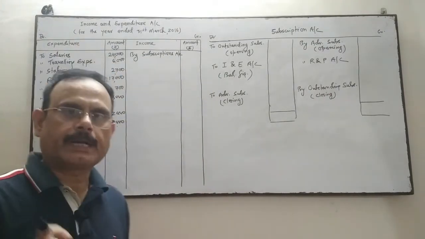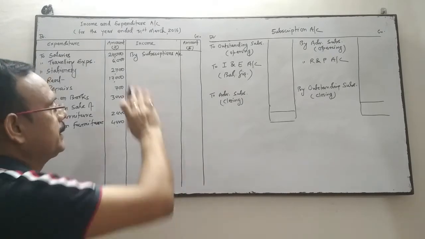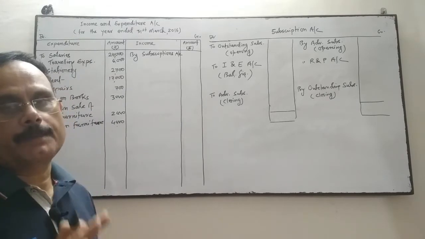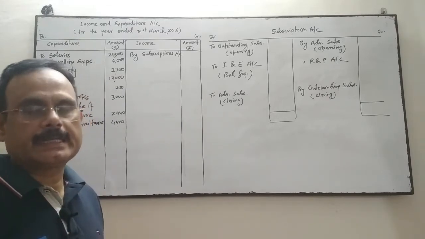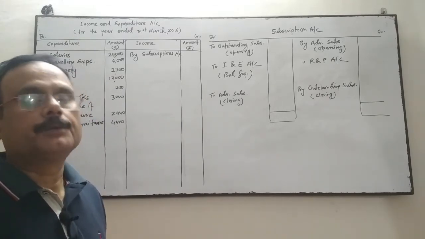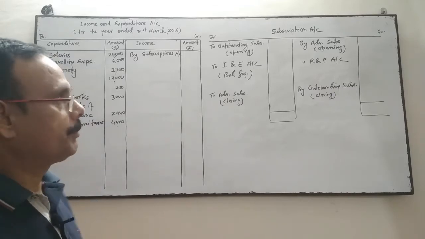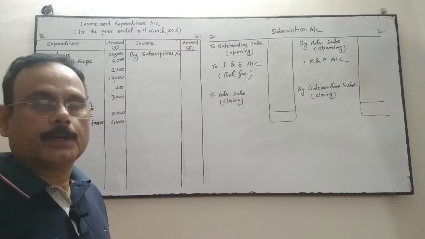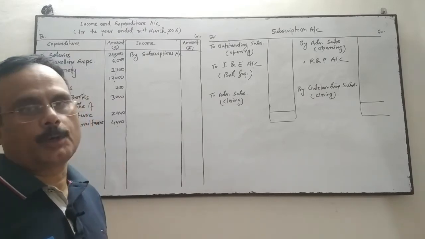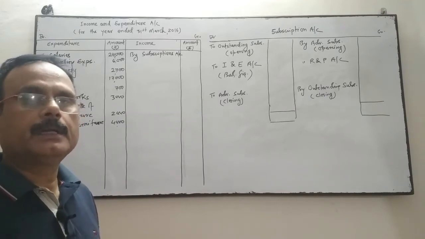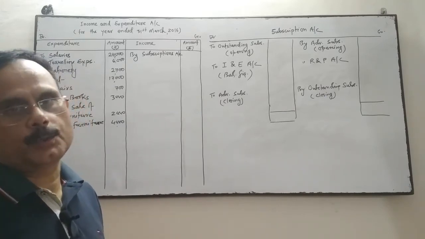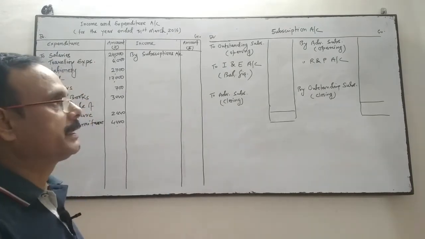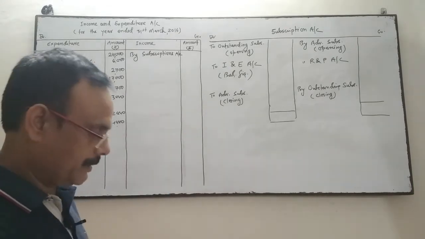Subscription is our revenue income. We'll write the subscription in the credit side of income and expenditure account, but we have to know how much subscription is related to current year. For that, we have to prepare one ledger regarding subscriptions, because the outstanding subscription opening and closing has given, advanced subscription opening and closing has given. So for using that information, we'll prepare the ledger of subscription.